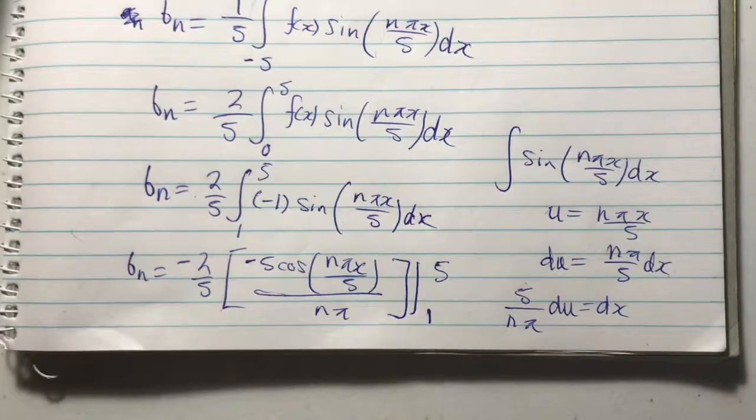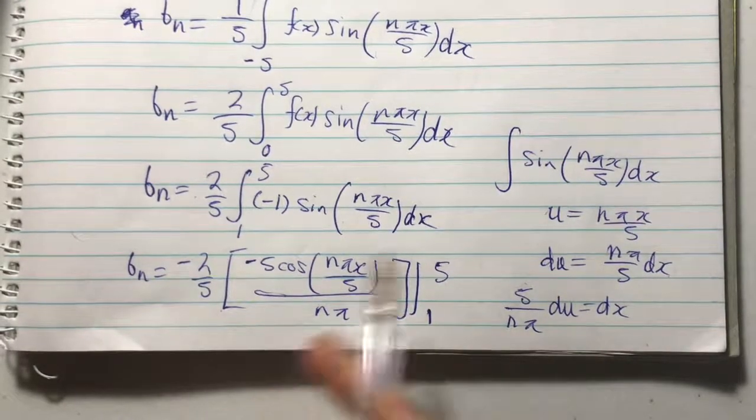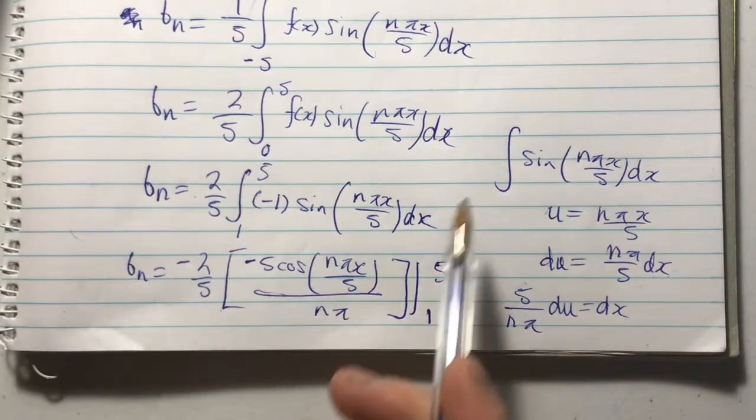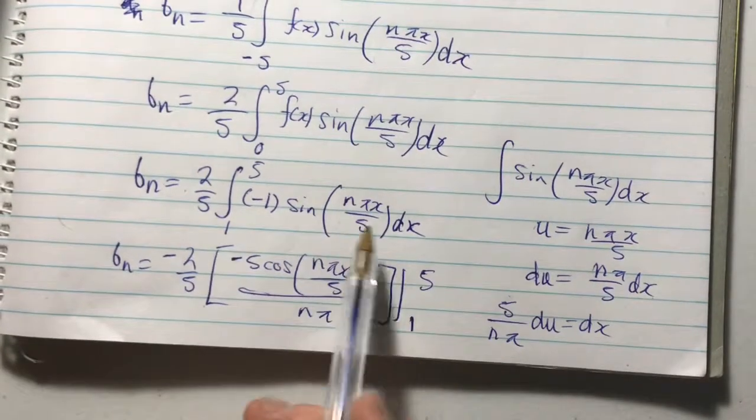Alright, so we left off in the final video with Bn, and I'd shown you how to calculate the integral of sine n pi x on 5 dx. So I'm just going to finish off the problem. That's what I'm going to try to do. So what did we have here?